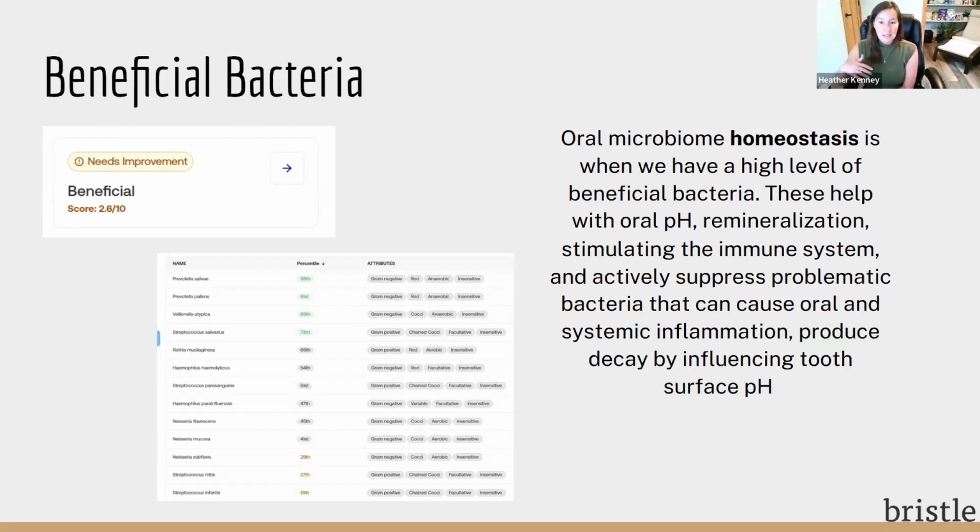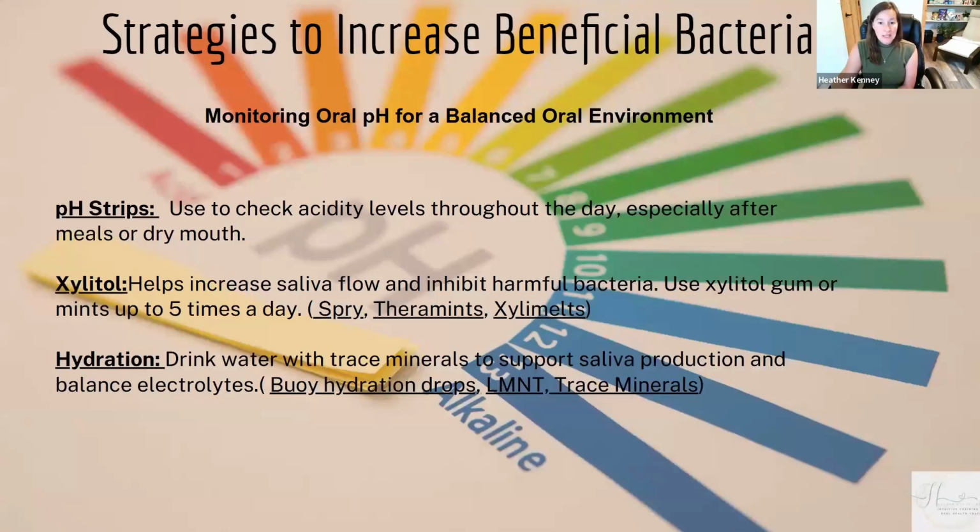So you can start to see a little bit of a pathway issue when you see that anaerobic environment. Generally, anaerobic bacteria high in the mouth leads to decay and disease issues. So homeostasis is super important. We want to get these beneficial bacteria up. So strategies for doing that, we can focus on monitoring our pH.